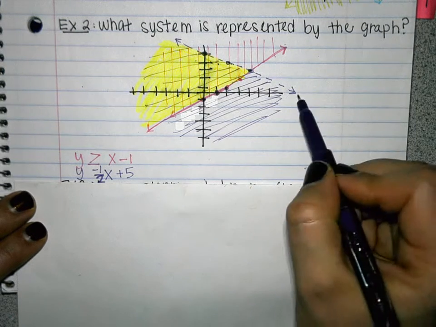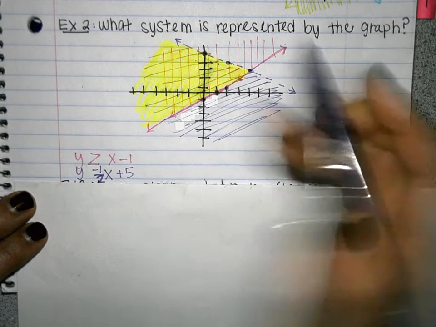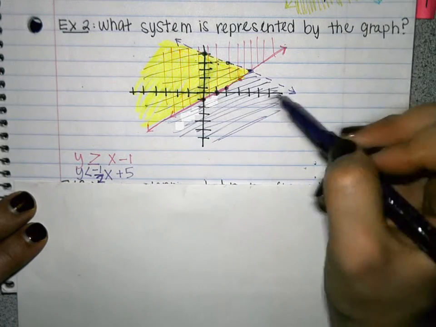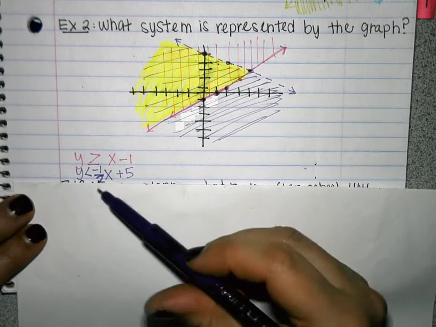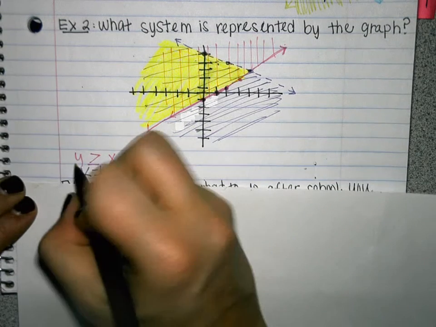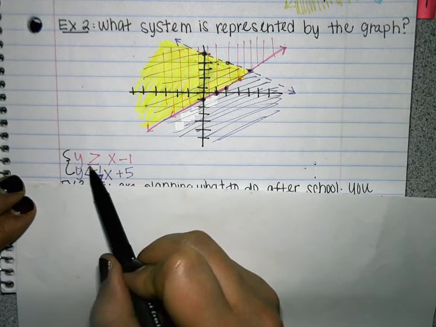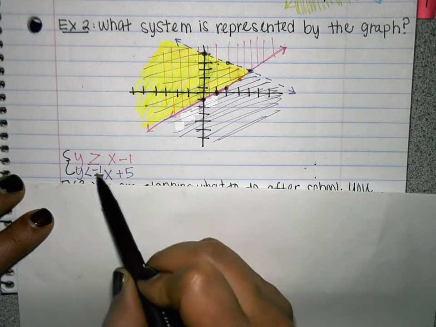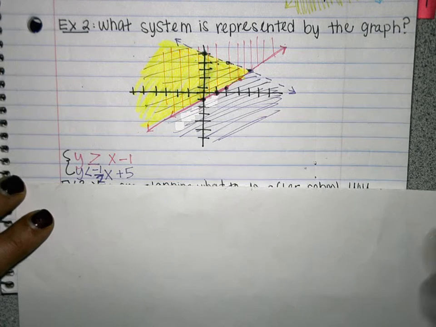This inequality is shaded below, so I know it's going to be a less than, and it's dashed, so there's not an equal to underneath. So my system for this graph is y greater than or equal to x minus 1 and y less than negative 1/2 x plus 5.